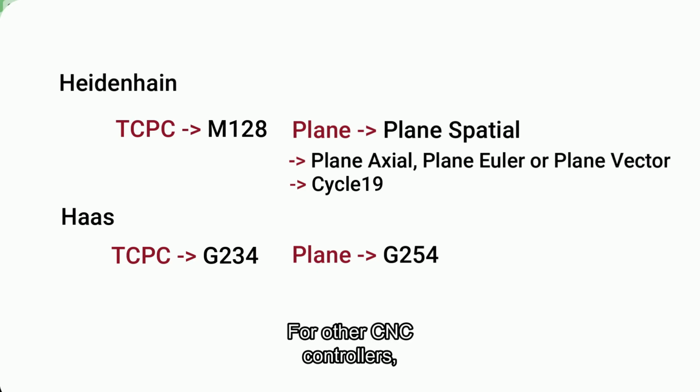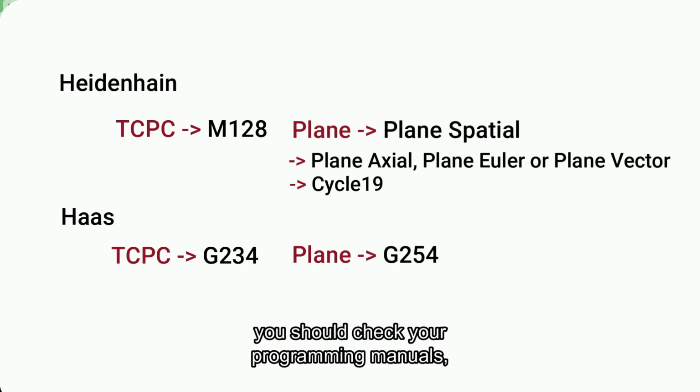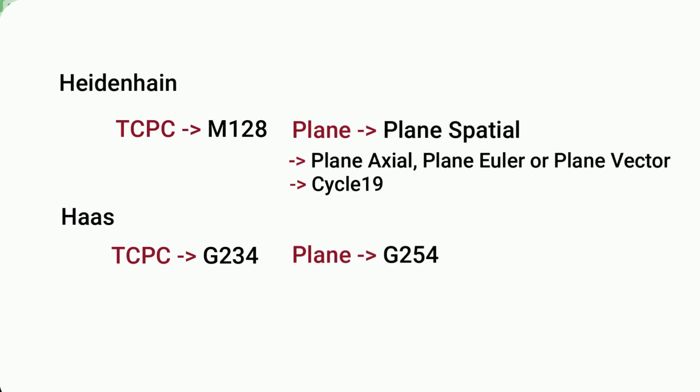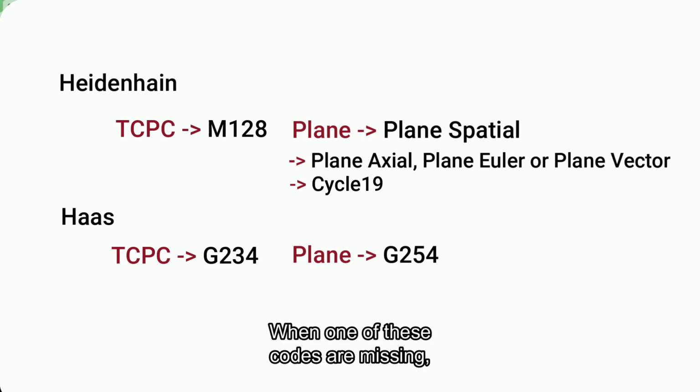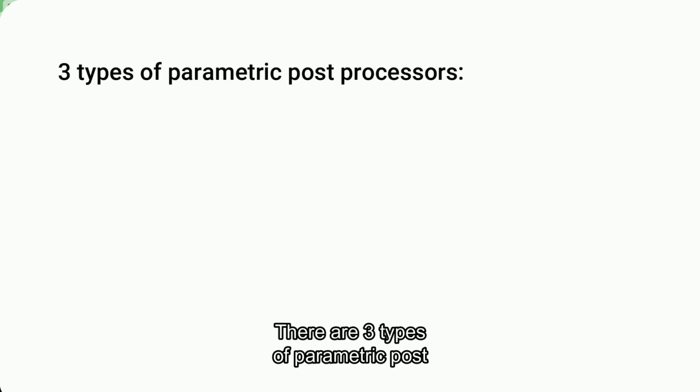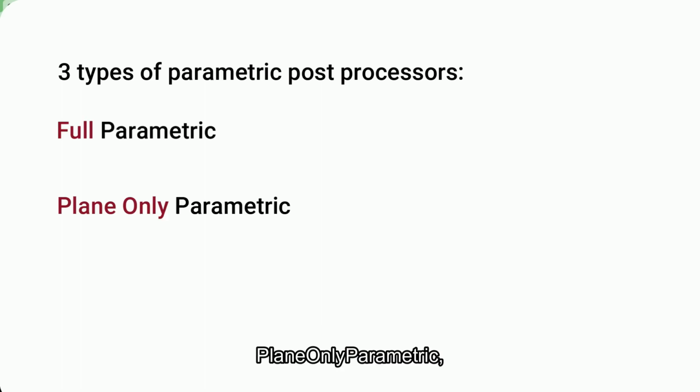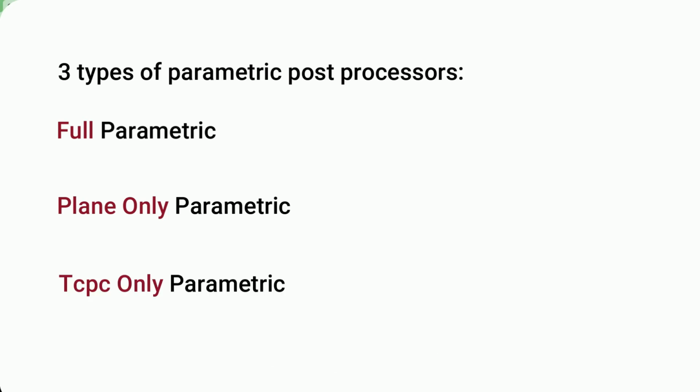For other CNC controllers, you should check your programming manuals to find the TCPC and plain codes used in your CNC controller. When one of these codes is missing or cannot be used on your CNC, then you have to use a parametric post processor. There are three types of parametric post processors for multi-axis machines: full parametric, plain only parametric, TCPC only parametric.